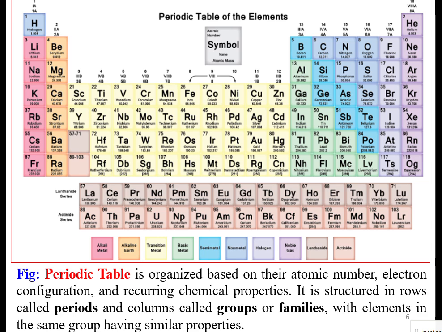Now coming to chemistry, the periodic table is a symbolic representation of the way scientists have organized elements based on their atomic number, electronic configuration and recurring chemical properties or characteristics. It is structured in rows, which we usually call periods, and columns, which we usually call groups or families, with elements in the same group having similar properties. That means elements in the same group have similar behavior in nature. If you take group 1, group 2, group 3, group 4 elements, each group has similar behavior. There are 8 groups of elements, and the lanthanoid series and actinoid series are there. So how can you remember this table easily?